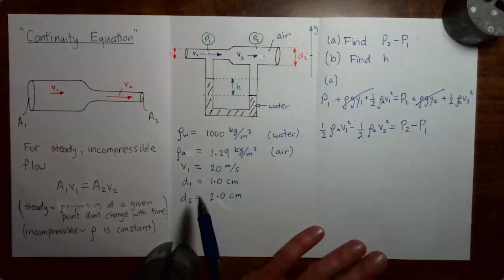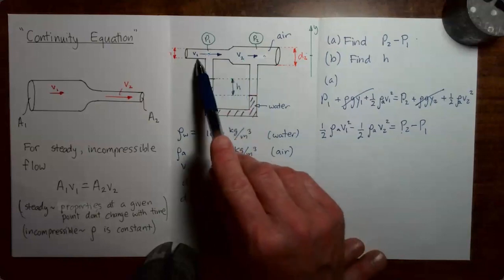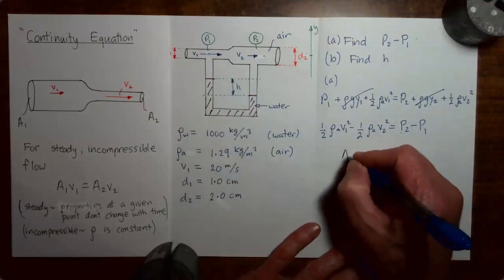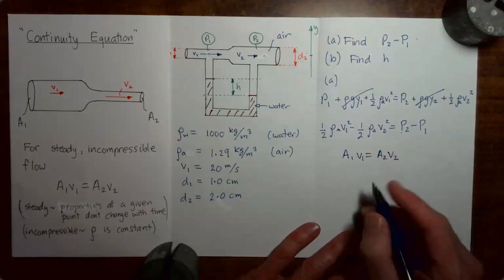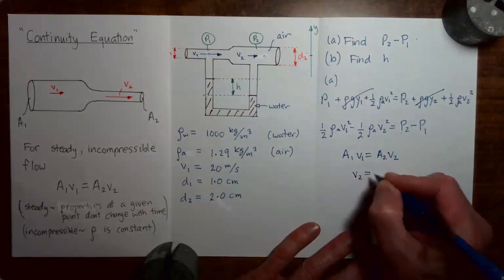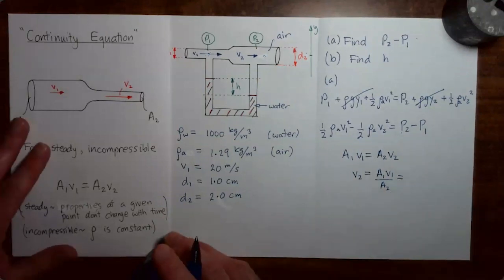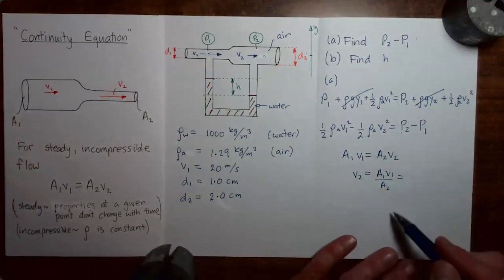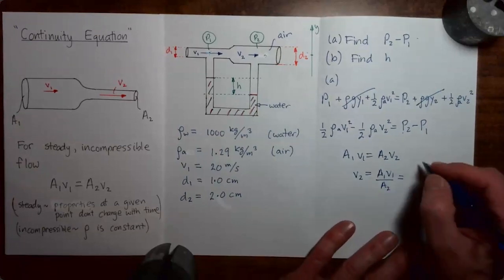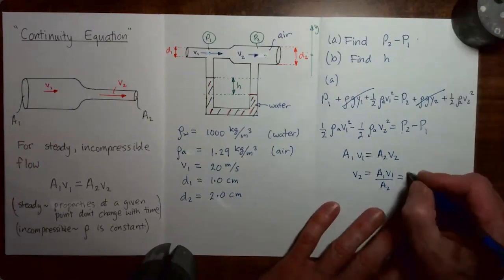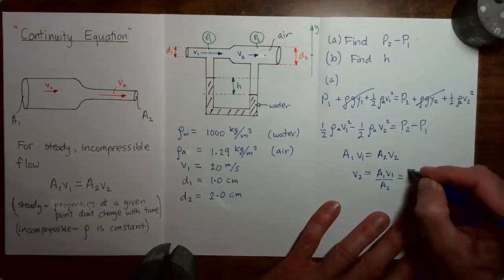All right, so I'm going to start by using the continuity equation to calculate v2 from v1. I'll start by writing the continuity equation: A1 v1 equals A2 v2. Solving for v2, v2 equals A1 v1 over A2. Now here I'm going to use the formula which expresses area in terms of diameter. I've shown that to you in a couple of videos already. So area 1 would be pi over 4 times diameter 1 squared.